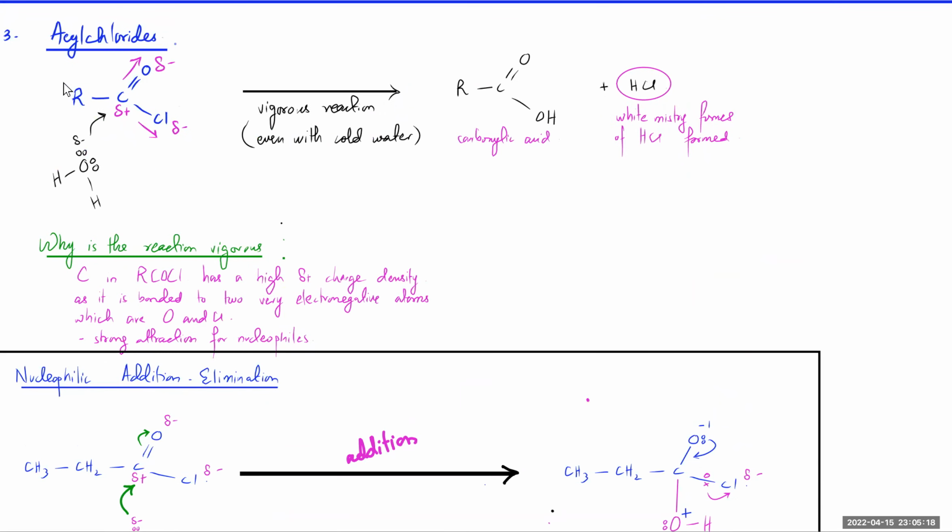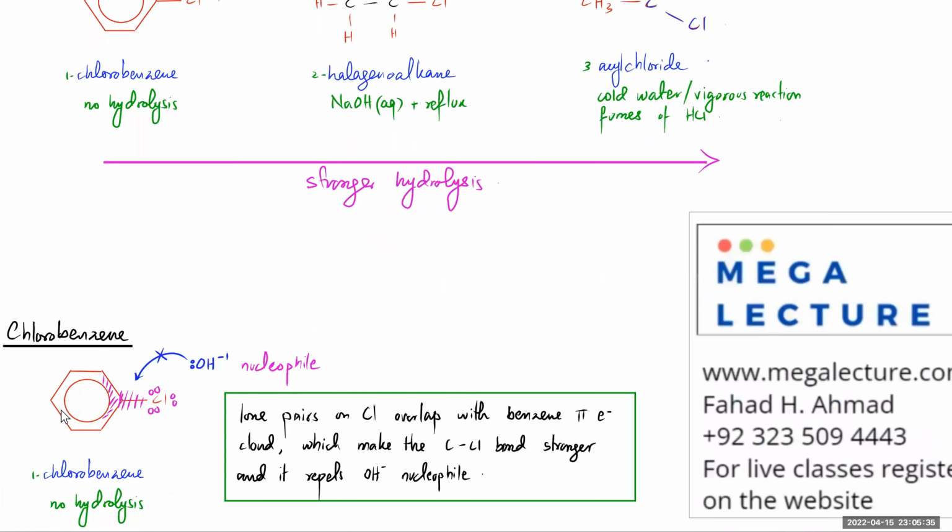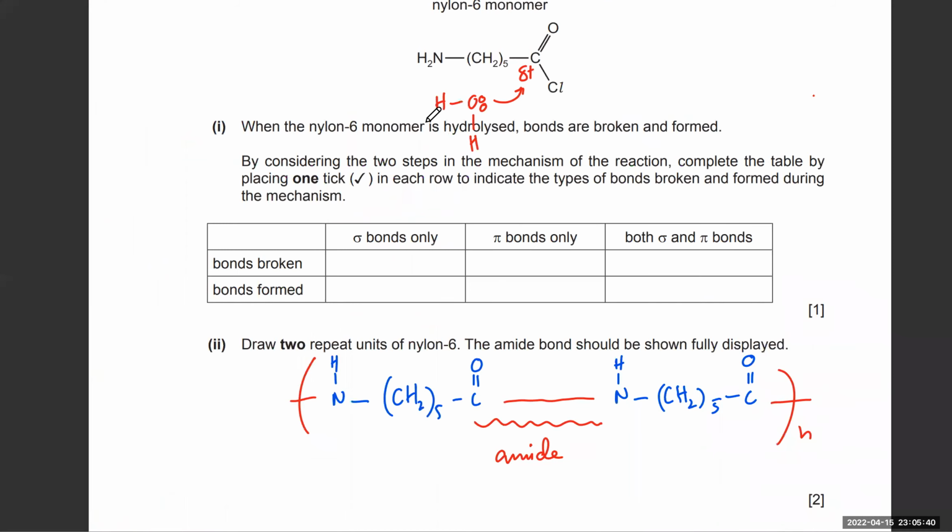You have to know the mechanism of this reaction. So this is just hydrolysis. Remember, revise this. You should know the mechanism of acyl chlorides, that's nucleophilic addition-elimination. You should know the mechanism of halogenoalkanes, which is SN1, SN2. The first one doesn't hydrolyze at all. No reaction whatsoever.